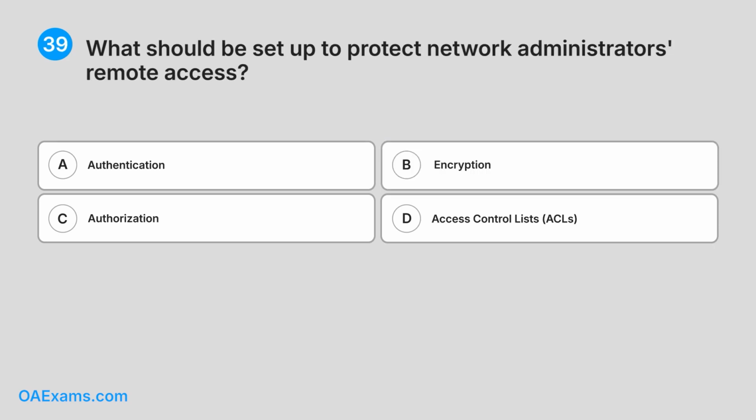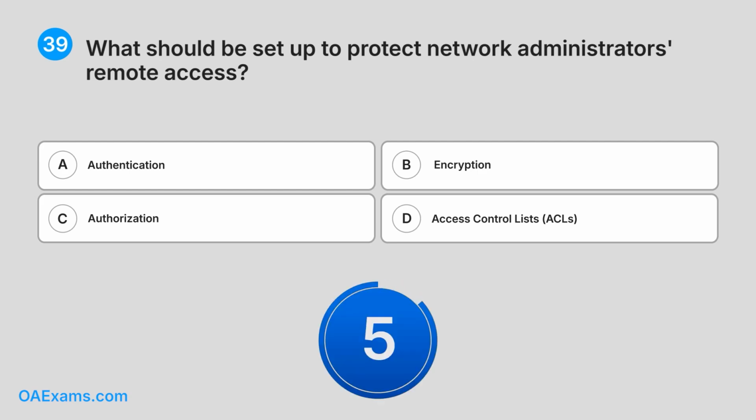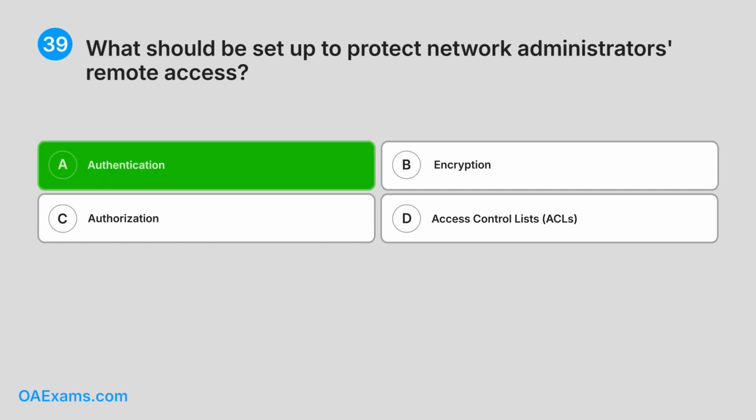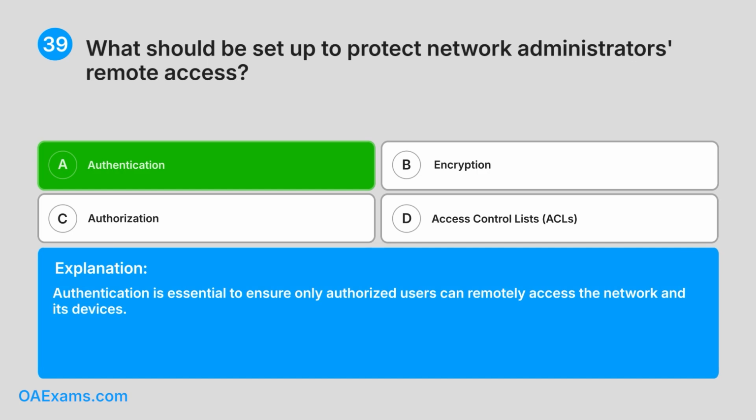39. What should be set up to protect network administrators' remote access? A. Authentication. B. Encryption. C. Authorization. D. Access control lists, ACLs. Do you know the answer? Correct answer: A. Authentication. Explanation: Authentication is essential to ensure only authorized users can remotely access the network and its devices.